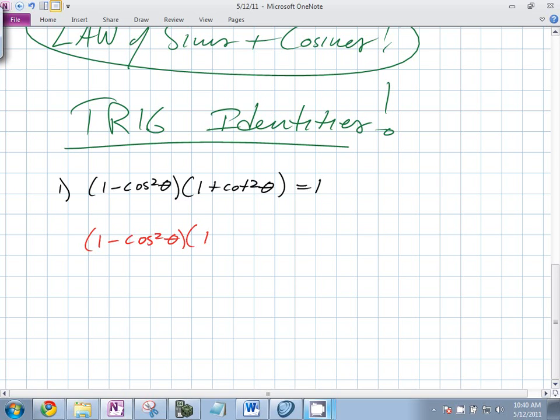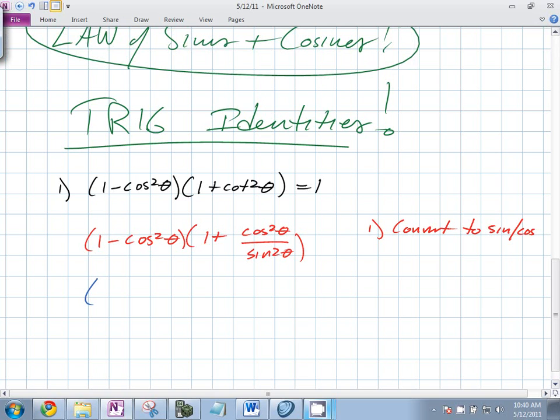So we have 1 plus cosine squared theta over. So what we did there was convert to sine and cosine. You can do that to any of these. That is something you can always do. Sometimes it's not super helpful, but it's a great clarifying move. Now what should we do? Someone raise their hand and tell me, what should I do now? Denise, yeah. Yeah, multiply them out.